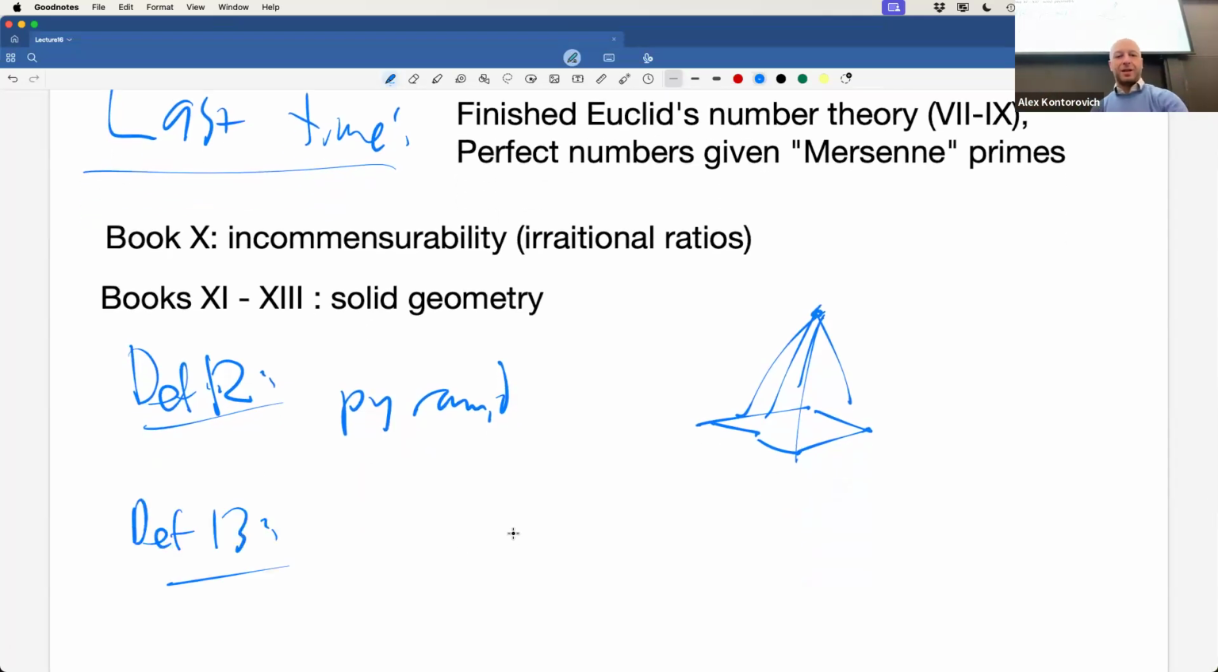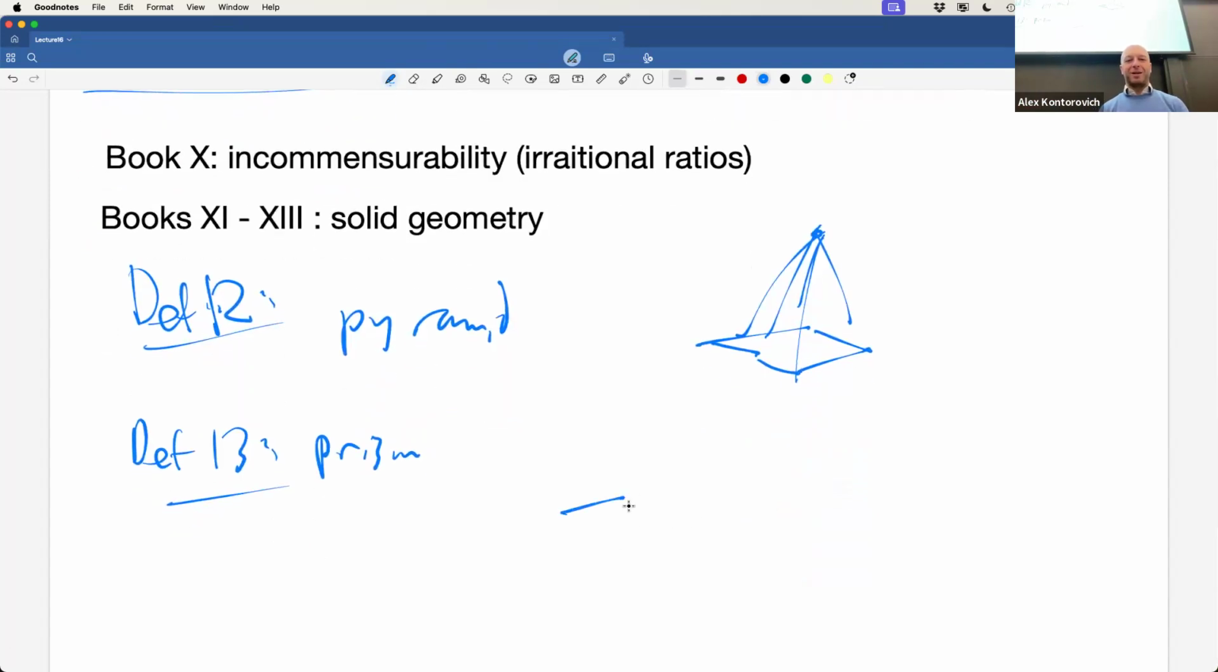Definition 13 is a prism. So what's a prism? Anybody know what a prism is mathematically? Not so different from what it is in crystallography or something. You take a shape, like a pentagon, and you take the same shape and just slide it up, and then you connect it vertically, okay? So that's what a prism is.